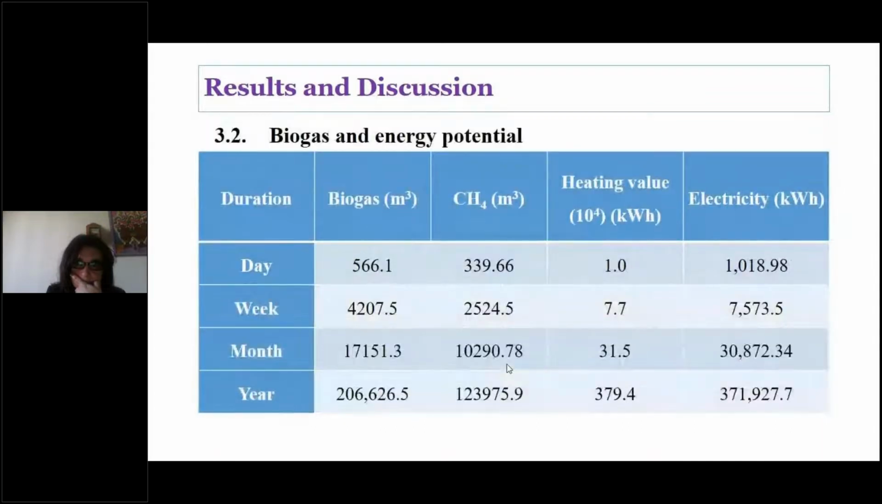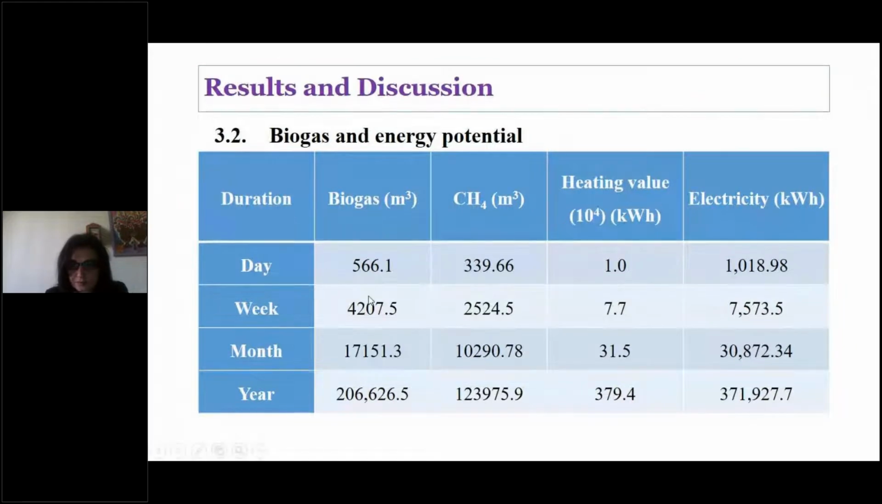When I proceed to the second point, it is the amount of biogas and energy produced from the site daily. From 566.1 meter cube, around 10,000 kilowatt hour daily. The site has a potential to generate 10,000 kilowatt hour, whereas if it is for electric power, it has a potential to provide more than 1,000 kilowatt hour.